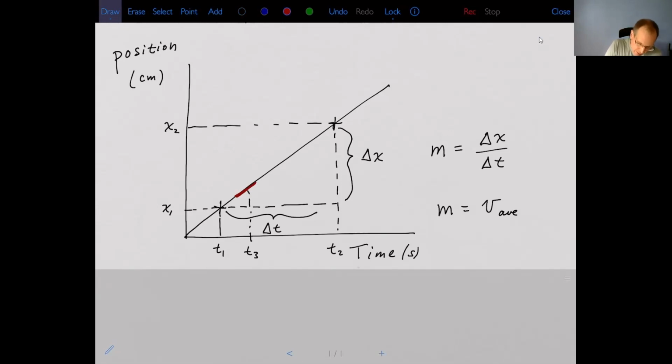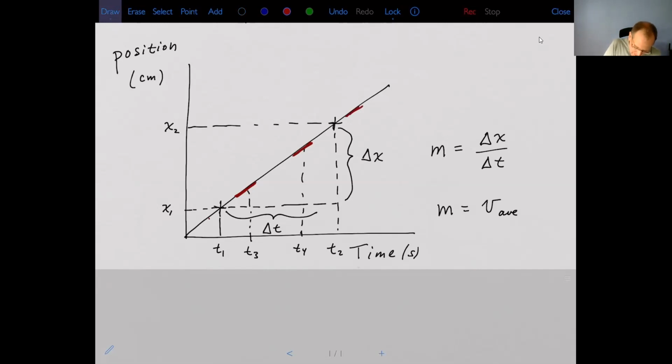If I want to know it at a new time, let's say I want to know it at, say, here, T4, I would go up to the graph. I would draw a tangent line and calculate the slope of that tangent line at that instant. And that would be the instantaneous velocity at that time. And so on and so forth. I could do it any time here.